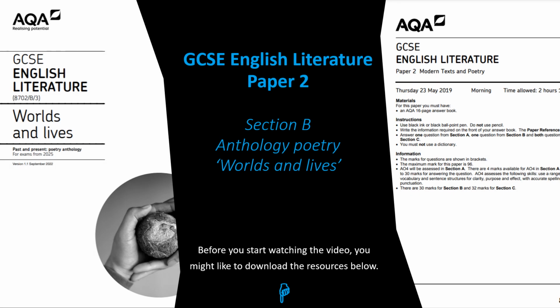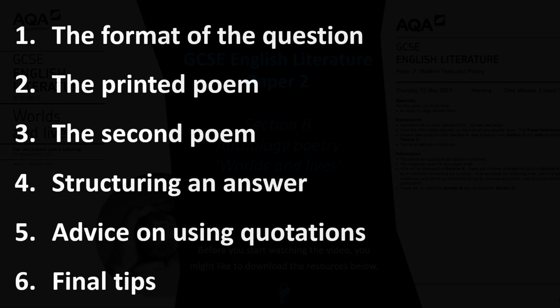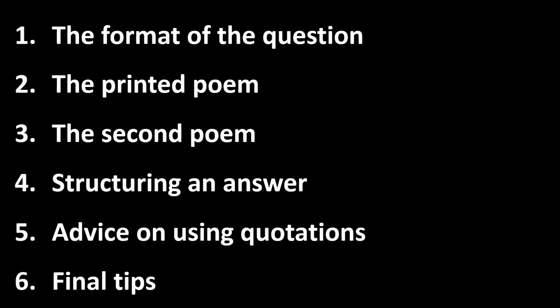In this video, we will look at section B of paper 2. This is the anthology poetry section, and for you means answering a question on the worlds and lives cluster. Specifically, we will look at the format of the question, how to deal with the printed poem, how to deal with the second poem, how to structure your answer, advice on using quotations, and then final tips.